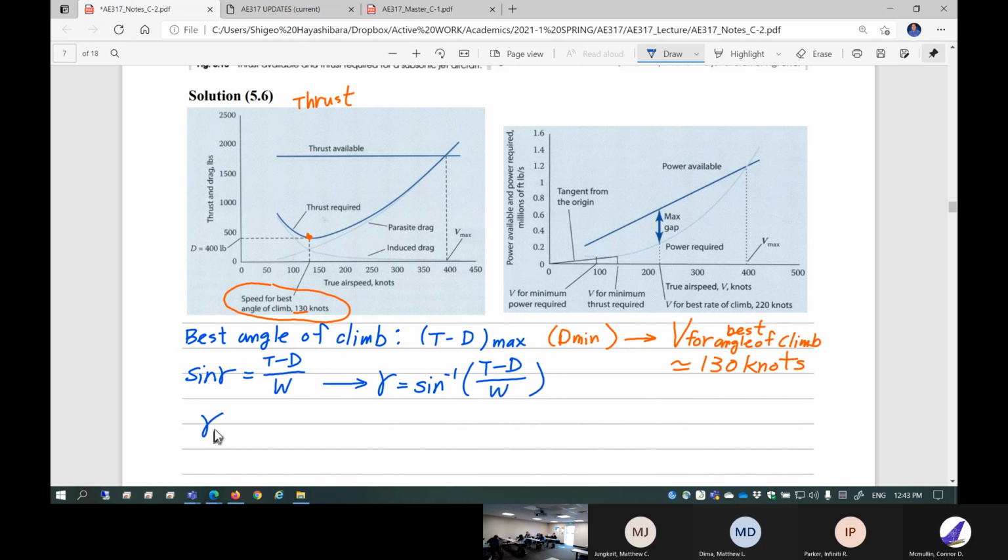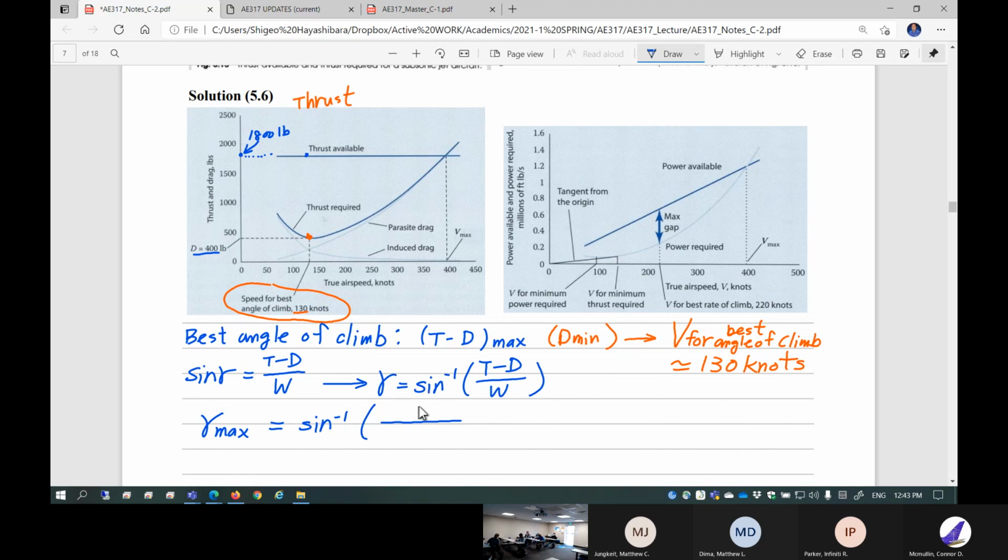So we are going to plug in. The maximum sustainable climb angle gamma is inverse sine of T minus D over W. What's the D here corresponding to this point? 399. Yeah, well, because textbook says 400. How about this point? Thrust available. 1800 maybe. Right here. Is that what the textbook says? Yeah, that's what the textbook says.